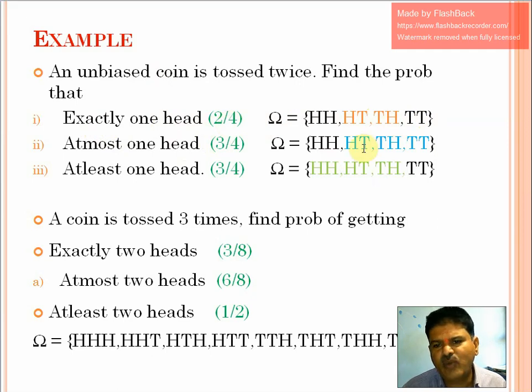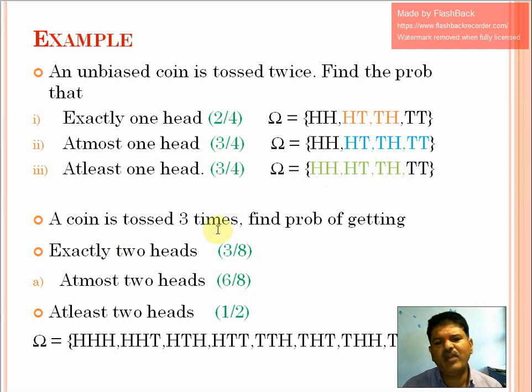At most one head. There is one head or maximum there should be one head. At most means maximum and at least means minimum. How many cases are favorable? HT, TH and TT. TT means no head. At most 1 includes 0 also. So these are the 3 cases which are favorable and the total number of cases is 4. Therefore the probability is 3 by 4. And for the last case, at least one head. At least one head means more than one head is also taken into account. So HH, HT, TH. These are the 3 cases. TT is not possible because there is no head. So the favorable cases are 3, the total number of cases is 4, and the probability is 3 by 4.